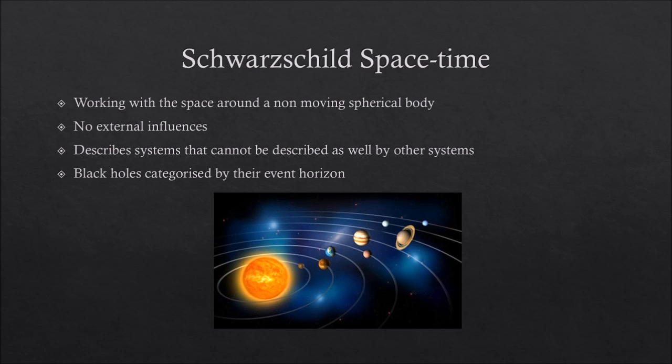It's very difficult to describe that in a different way other than Schwarzschild. Black holes in Schwarzschild spacetime are categorized by their event horizon, since this is the part that distinguishes the inside of the black hole from the outside. Matter cannot get out into the rest of the universe once inside the event horizon.